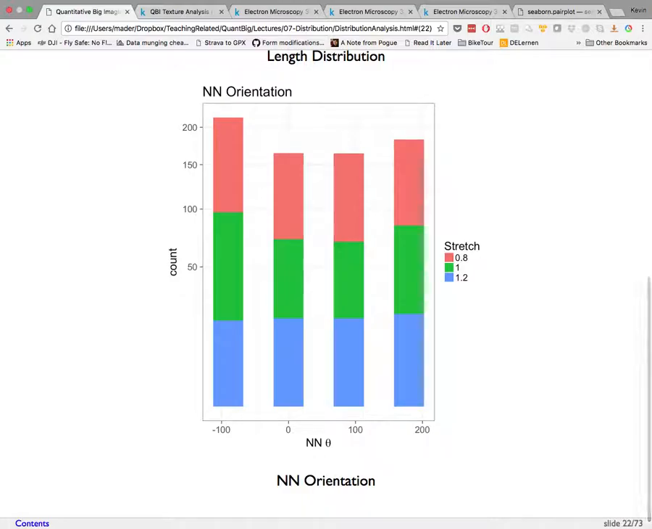We can then look at the orientations because we measure that angle as well. And here, as we expect, you don't see any differences. So it's randomly oriented, and it's just as randomly oriented independent of this stretching factor.